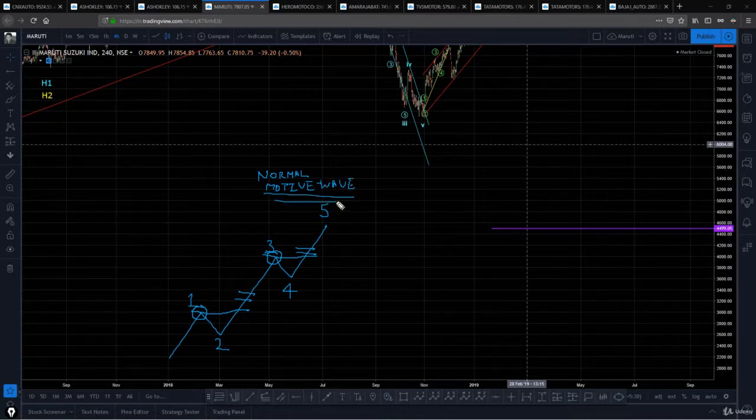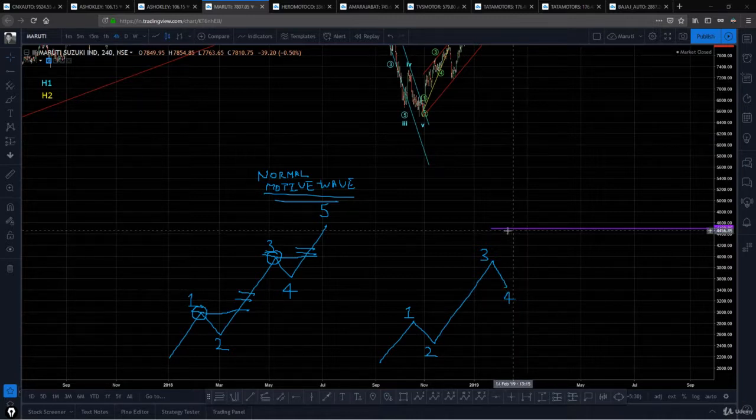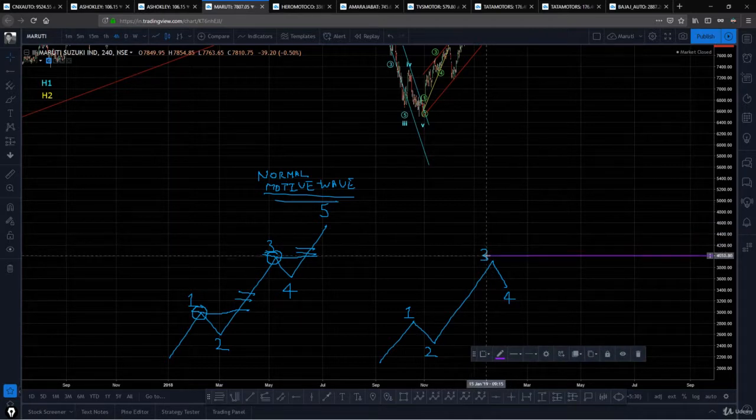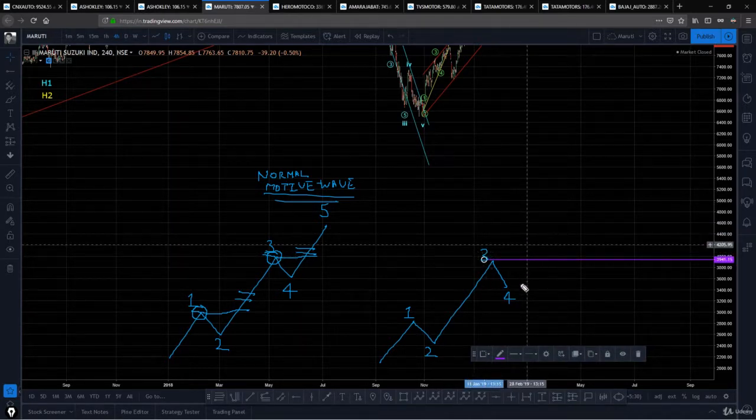Now if we draw a truncated wave side by side, the point of difference comes in the fifth wave. Everything else is the same, it's just the fifth wave. Let me draw a line at the high of this wave 3. If you notice a truncated wave, we will find that wave 5 never takes out this line, which is also the high of wave 3.